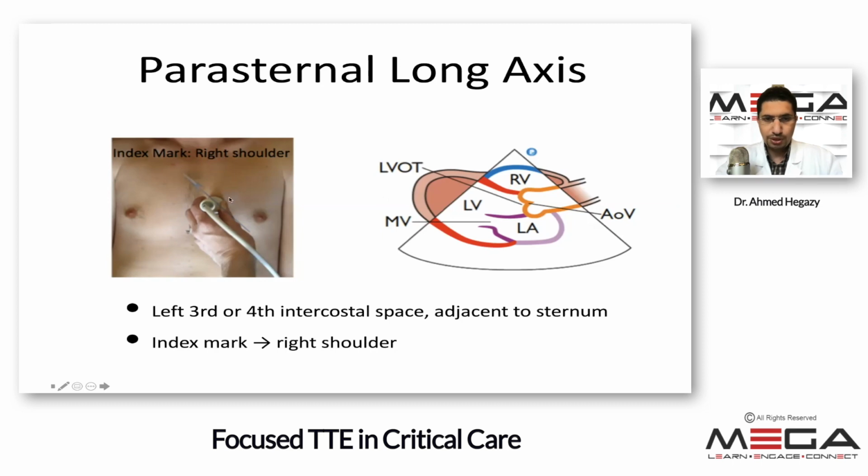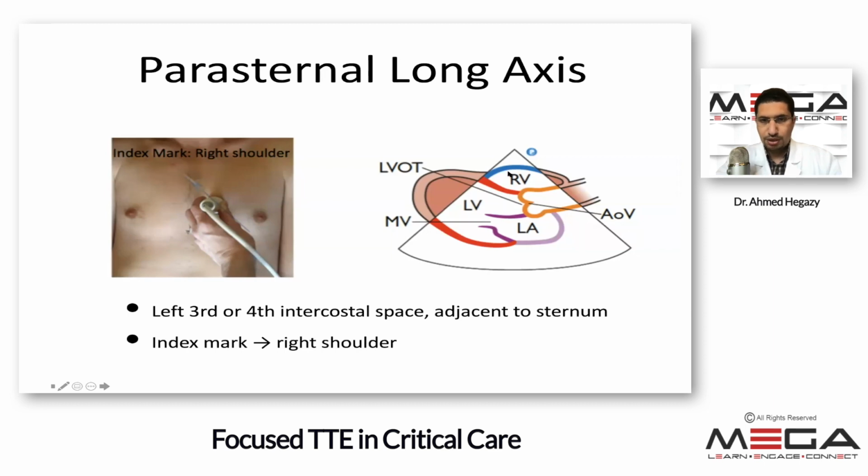This is the only view out of the 5 basic views where the index mark is pointing towards the right shoulder. All the other views, the index mark is either pointing to the left, or in case of an IVC, it's pointing straight up. But the only view out of the 5 basic views where the index mark is pointing to the right shoulder is the parasternal long axis. So what do you see on your screen?